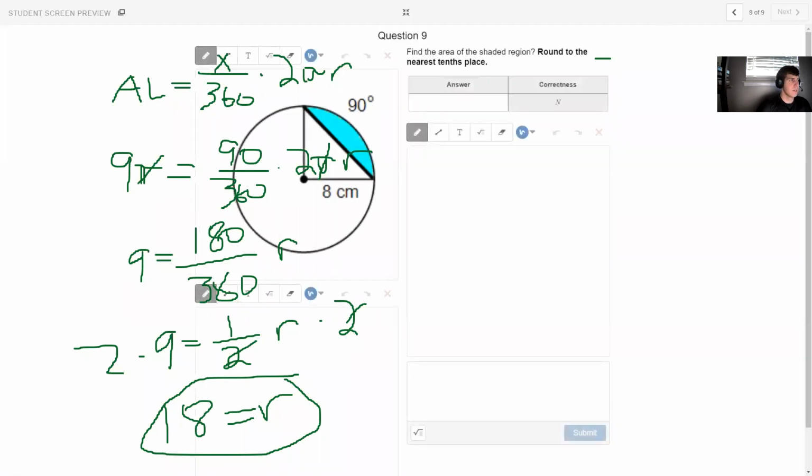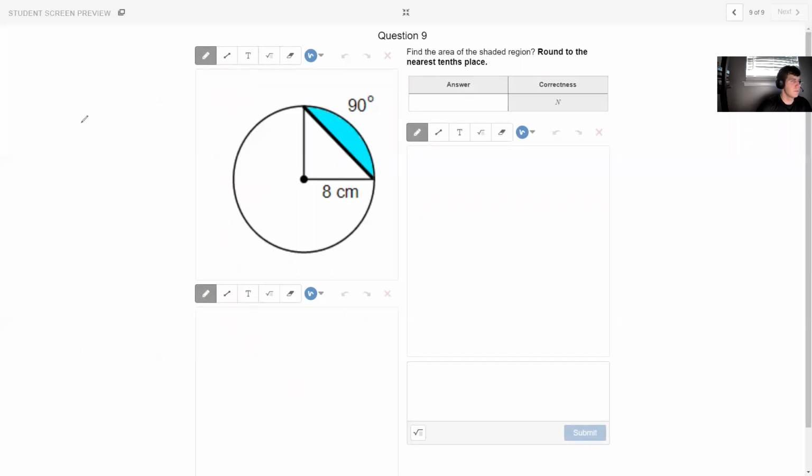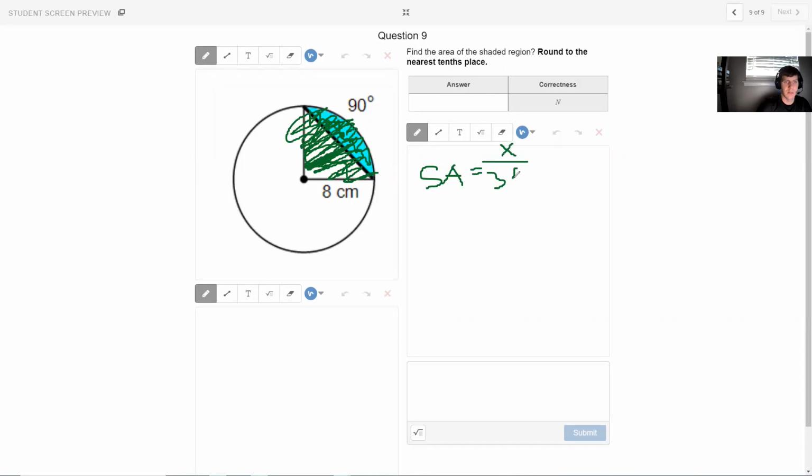And the last one, number 9, find the area of the shaded region. So we need to find the area of the sector. Right, the area of the sector would be all of this. And then what we're going to do is subtract the area of the triangle to get the area of that blue region there. Okay, so sector area is x over 360 times pi r squared.